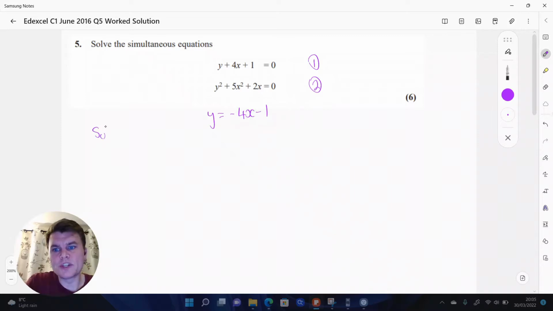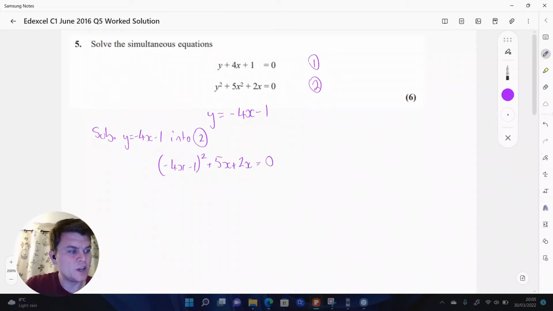We are going to substitute that into equation 2. So now every time that we see y, we will replace with minus 4x minus 1. So make sure you put brackets around it, because that will remind you to square everything. Okay, so that's the first bit.